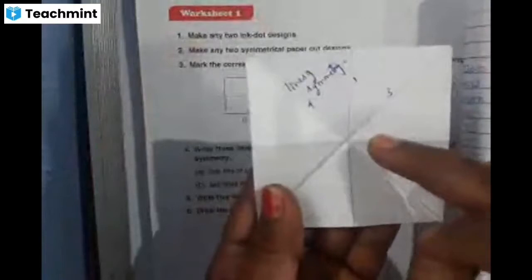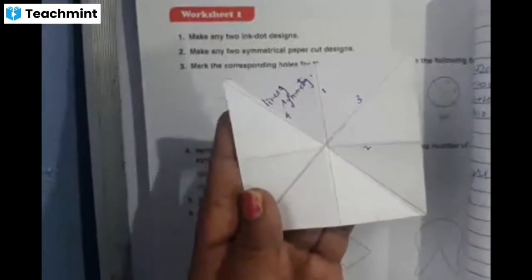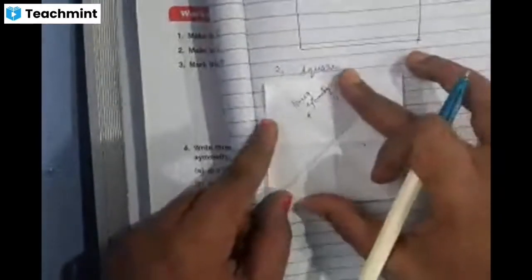Okay. Then how many lines of symmetry in a square, children? We have 4 lines. 1 and then 2, 3 and 4. This paper cut designs you have to attach, children. How many you have to do? 2 symmetrical paper cut designs. So you take this paper and just paste it here, children.